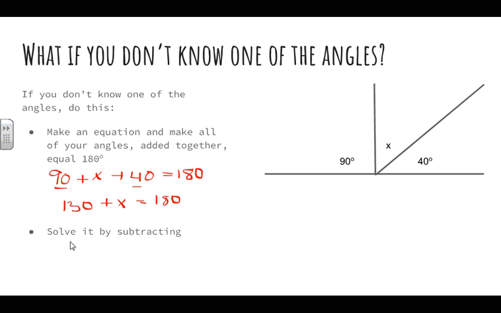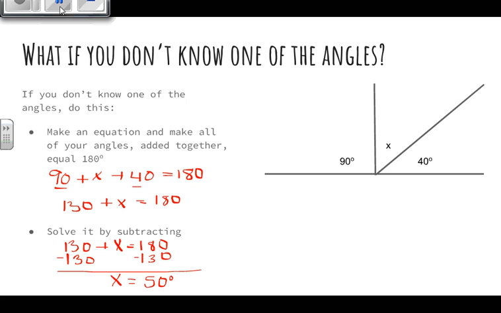So we're going to solve that by subtracting. All right, so I'm going to rewrite my equation. 130 plus x equals 180. We're going to subtract 130 from both sides of our equals sign to find out what x is. All right, so 180 minus 130 is going to give us a value of 50 degrees. So this missing angle here that we have identified with x is 50 degrees.